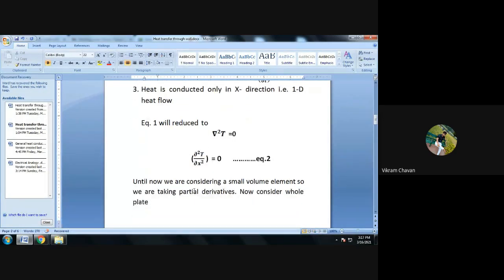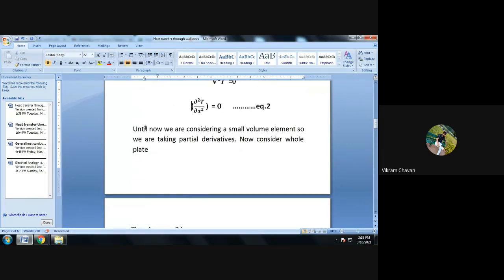Now what will be the next? Until now we have considered a small volume element, so we took the partial derivative. Now consider the whole plate. Up till now we considered only a small element of the total body, and we derived for the small element, so for that reason we used the partial derivative. Now we are going to consider the complete body, so instead of the partial derivative, we have to consider the total derivative.